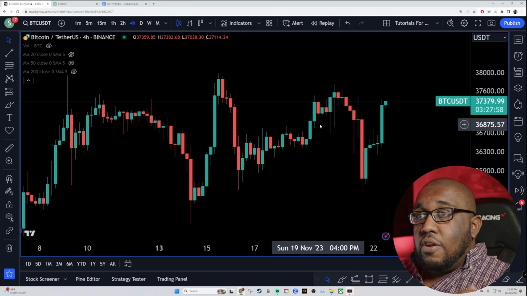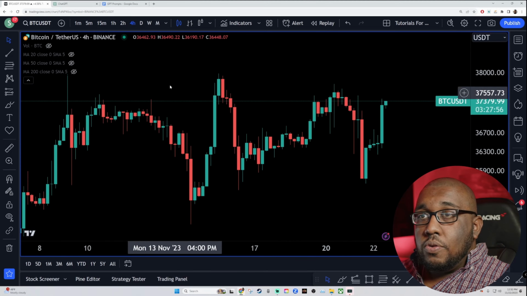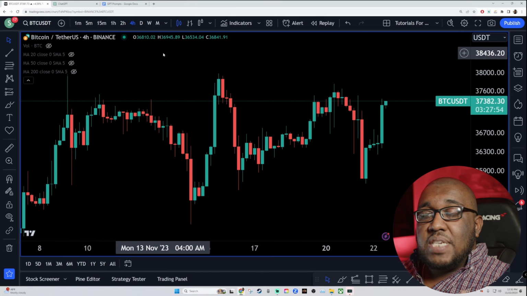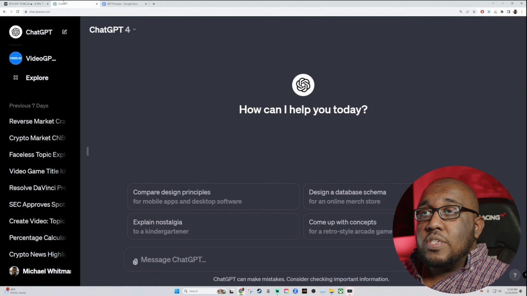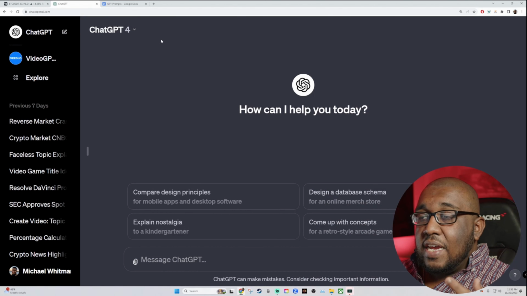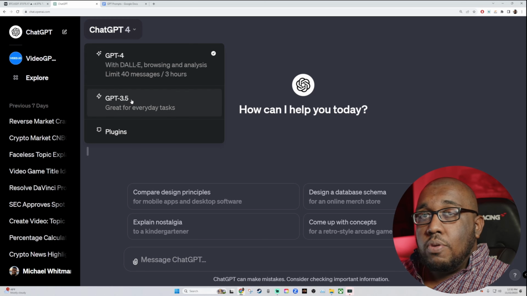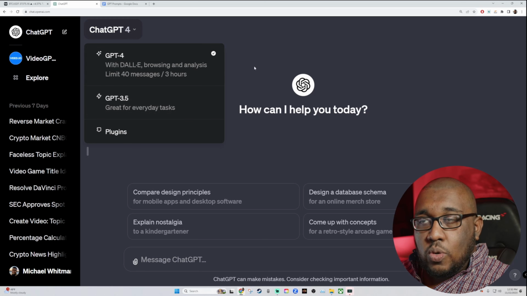So to get started here, I want you guys to have 3 tabs open on your Google Chrome account. The first one is going to be some type of chart on TradingView. The next one is going to be a ChatGPT account. You guys do not have to pay for ChatGPT 4. You guys could also use 3.5. That one is going to work just as well.